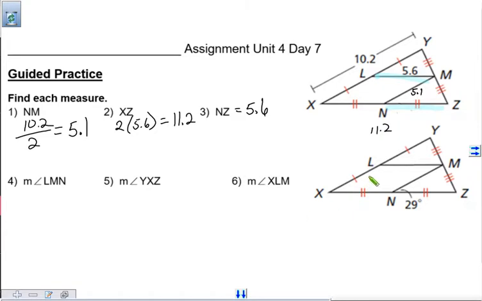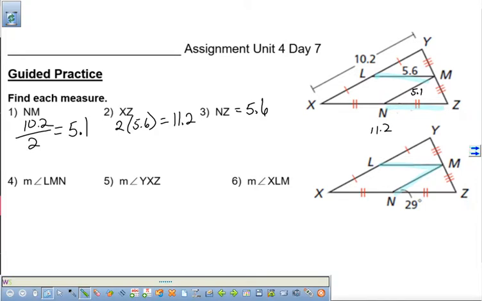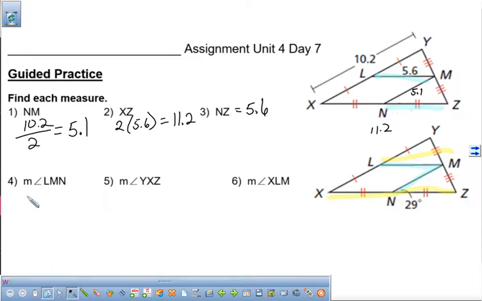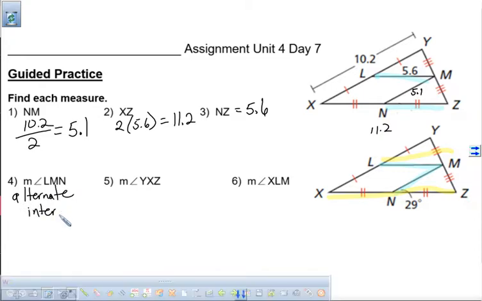Next up, we're looking for angle LMN. And we know that we're looking at LM and XC being the lines that are parallel. So what kind of angle pair do we have here? Alternate interior angles. What does this angle measure? 29 degrees.